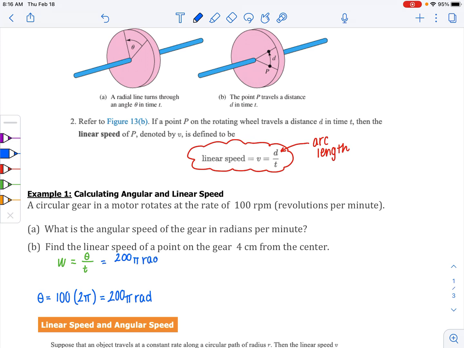Because you need the numerator to be in radians, we were given it in revolutions. So that's not the correct unit, so you had to do a little bit of conversion. Then we look at time. It says find the angular speed per minute, so time is just 1 minute. And then we simplify those units. So really, you're going to have 200 pi radians per minute. That right there is your angular speed. You have it in terms of radians in the numerator, and your unit is minute in the denominator.